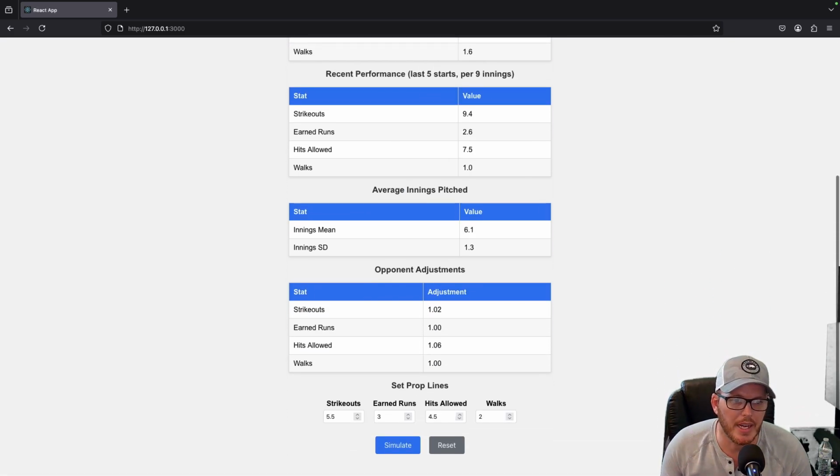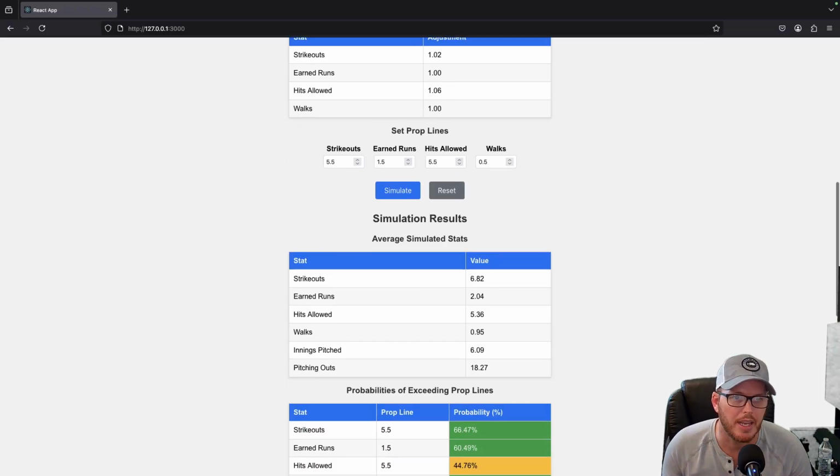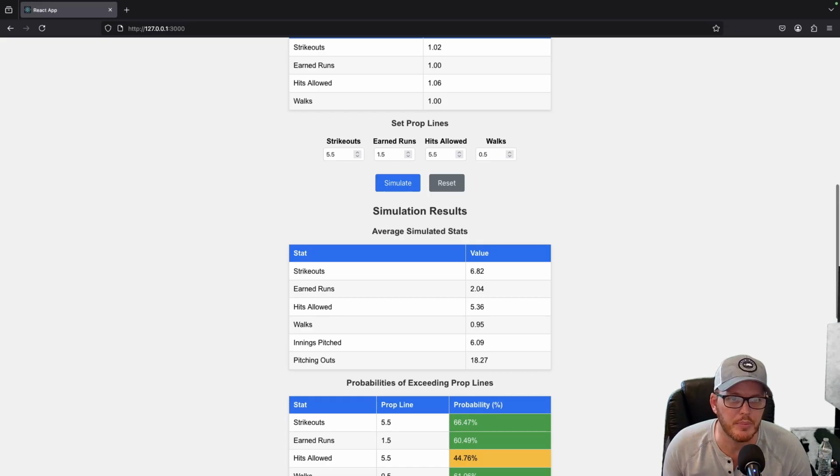Okay, so 5.5 Ks. I think his earned runs 1.5, his walks 1.5. Okay, 5.5 hits allowed, 0.5 and 1.5. Interesting. Okay, let's run it. All right, here we go. 10,000 times. Look at the strikeouts, 6.8, earned runs 2, hits allowed 5.3, walks 0.95, innings pitched 18.